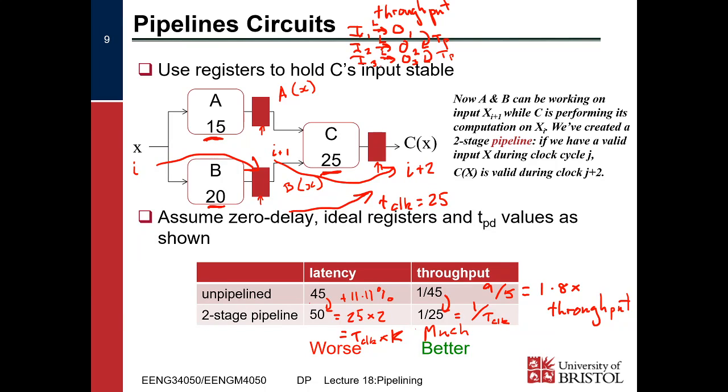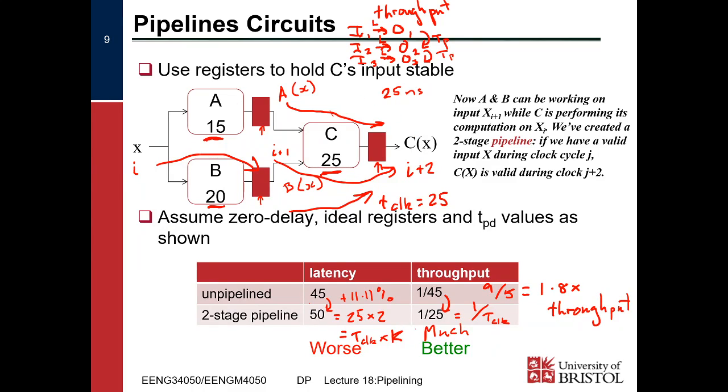Right? So in this circuit, the time between outputs will be the clock period. Every clock cycle, a new piece of data will go from A of X and B of X through to C of X, and so every 25 nanoseconds, we will get a new piece of data come out at C of X.